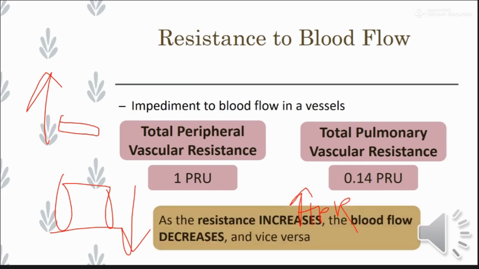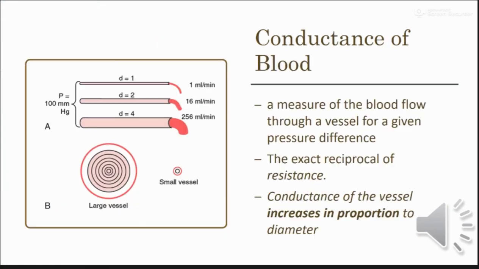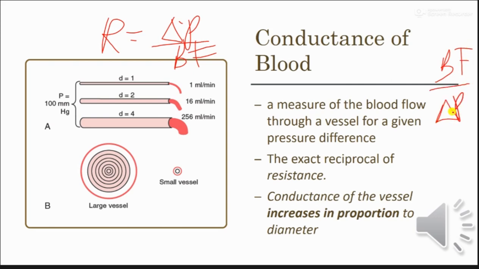Let's move on now to the conductance of blood. As the resistance increases, the blood flow decreases, because if there is a lot of resistance, the blood cannot flow easily. So let's go to the conductance of blood. Conductance is the measure of blood flow through a vessel for a given pressure difference. It is the exact reciprocal of resistance. Earlier, resistance equals pressure change over blood flow. This one is the measure of blood flow through a given pressure difference. Right? So it's like a reciprocal.